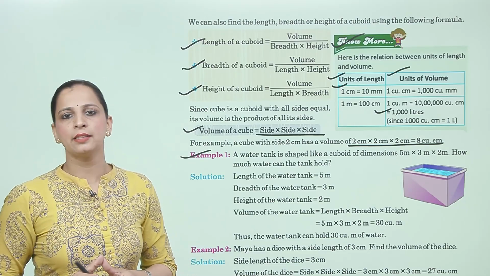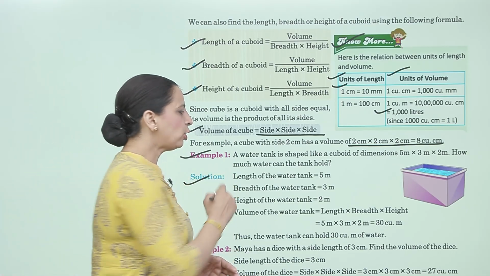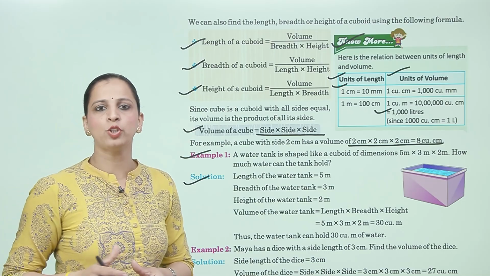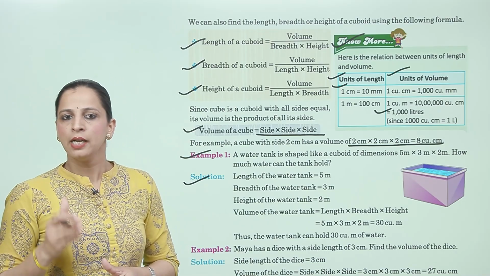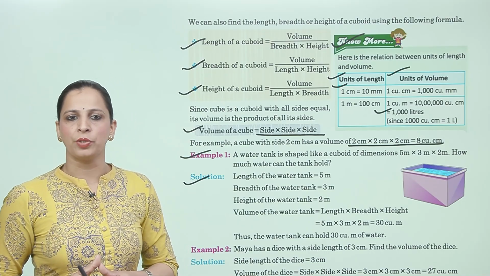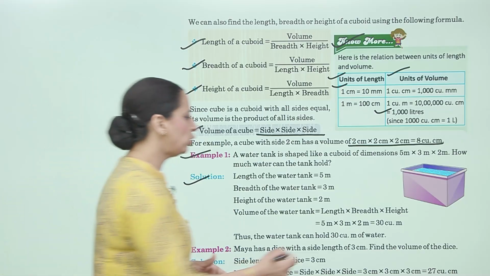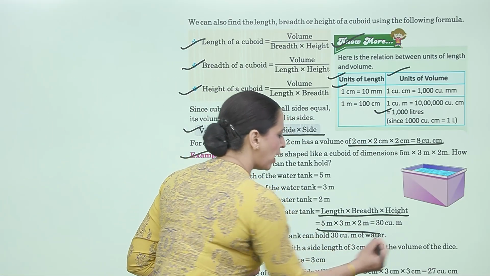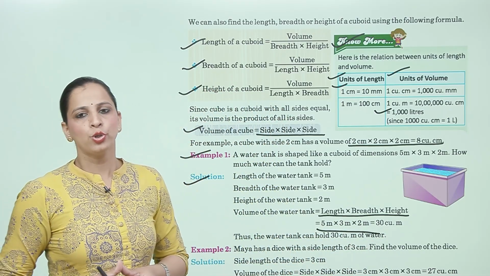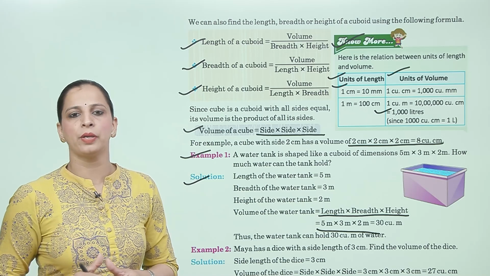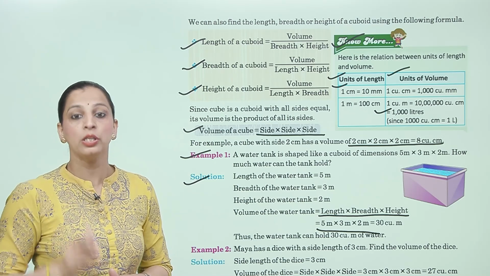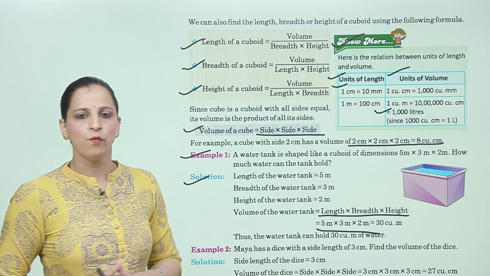How much water can the tank hold? Now, solution. Length of the water tank is 5 meter. Breadth of the water tank is 3 meter. Height of the water tank is 2 meters. So, volume of the water tank is length into breadth into height, that is 5 meter into 3 meter into 2 meter, that is equals to 30 cubic meter. Thus, the water tank can hold 30 cubic meter of water.